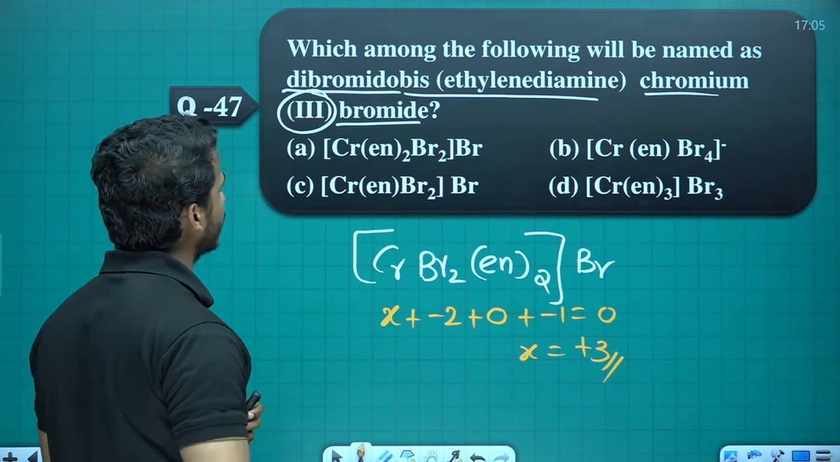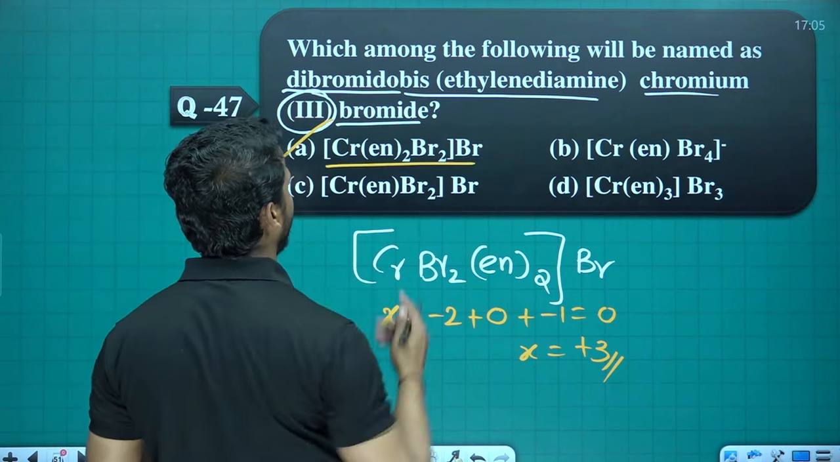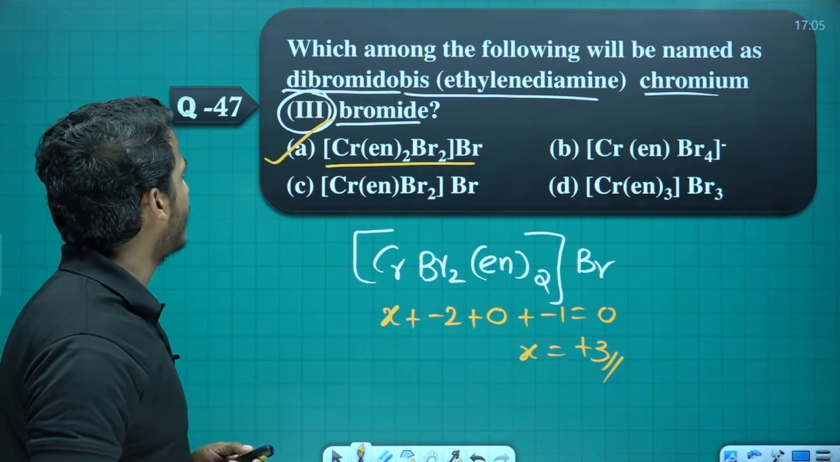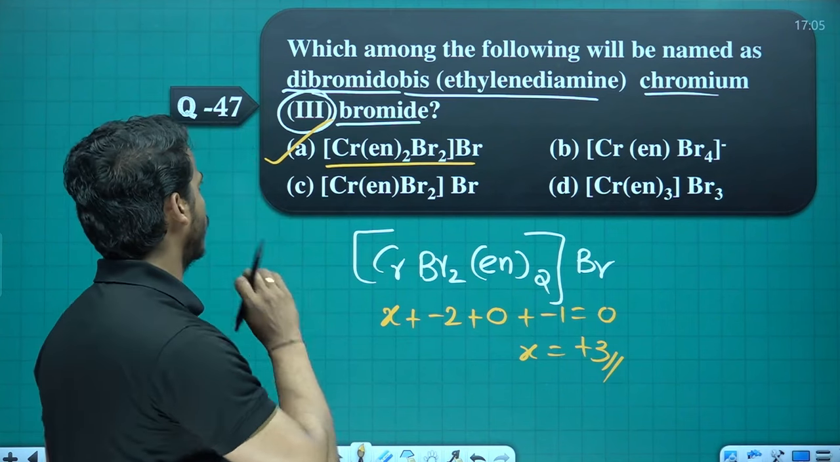So where is this complex? Cr, en twice, Br twice, Br. Option A is correct, right, my dear? Check it all. Bis, right? Bis, yes, en. This is tris. Yes, that's all.